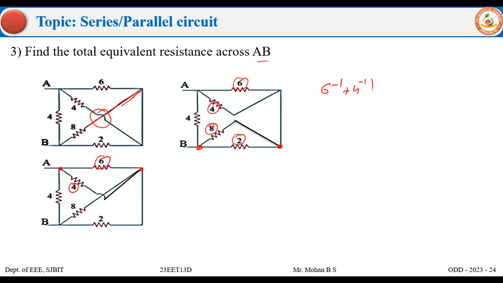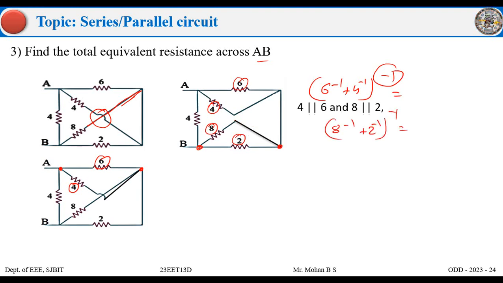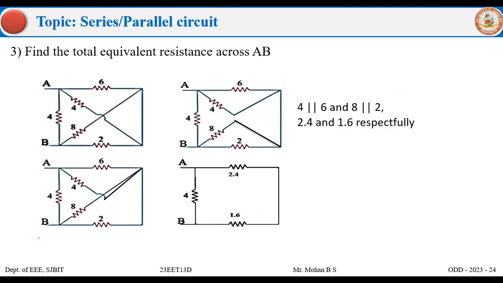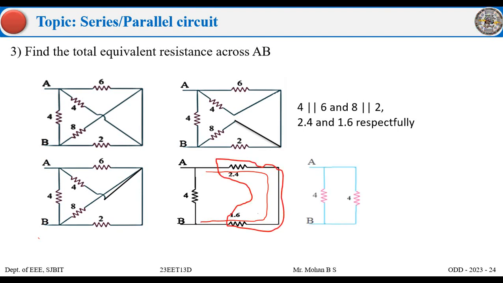So how do we solve this? 6 inverse plus 4 inverse, the whole inverse. Generally students miss this inverse, so please keep a tab of the syntax. And 8 inverse plus 2 inverse, the whole inverse. The answer is 2.4 and 1.6 respectively: 2.4 for 4 and 6, and 1.6 for 8 and 2. So now how do we solve? Now it's clear that whatever enters through 2.4, in the sense currents or water, also enters 1.6. Thus we can say 2.4 and 1.6 are in series, right?